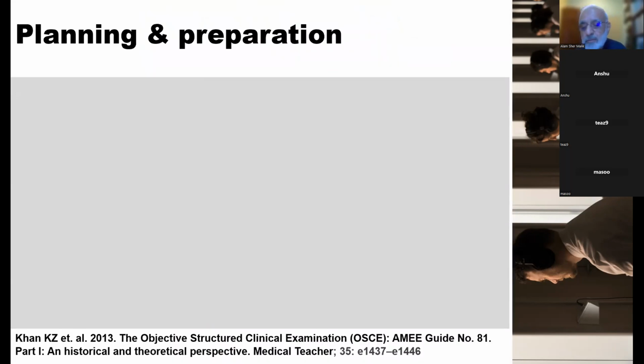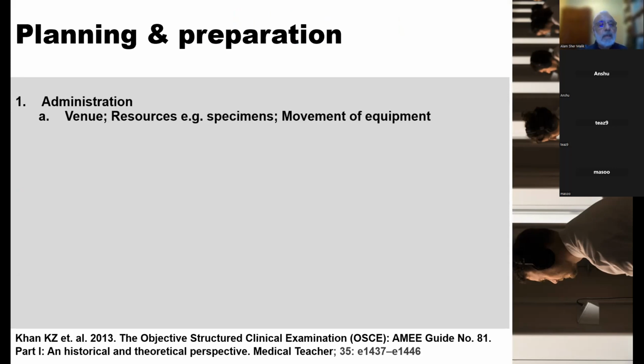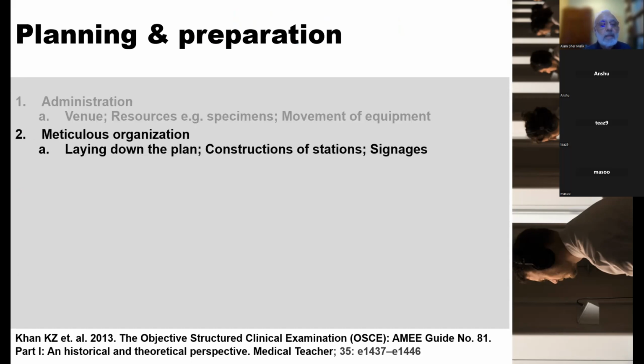Once we have done that, and now we know what kind of stations we are going to have in the OSCE, then we have to plan and prepare for those stations. And this is quite meticulous work. Administration means we have to identify the venue and the resources, whether we are going to use some specimens, and whether we have to move those specimens or the equipment. Then laying down the plan, then the construction of stations, the directions and the signages for movement of students from one station to another.